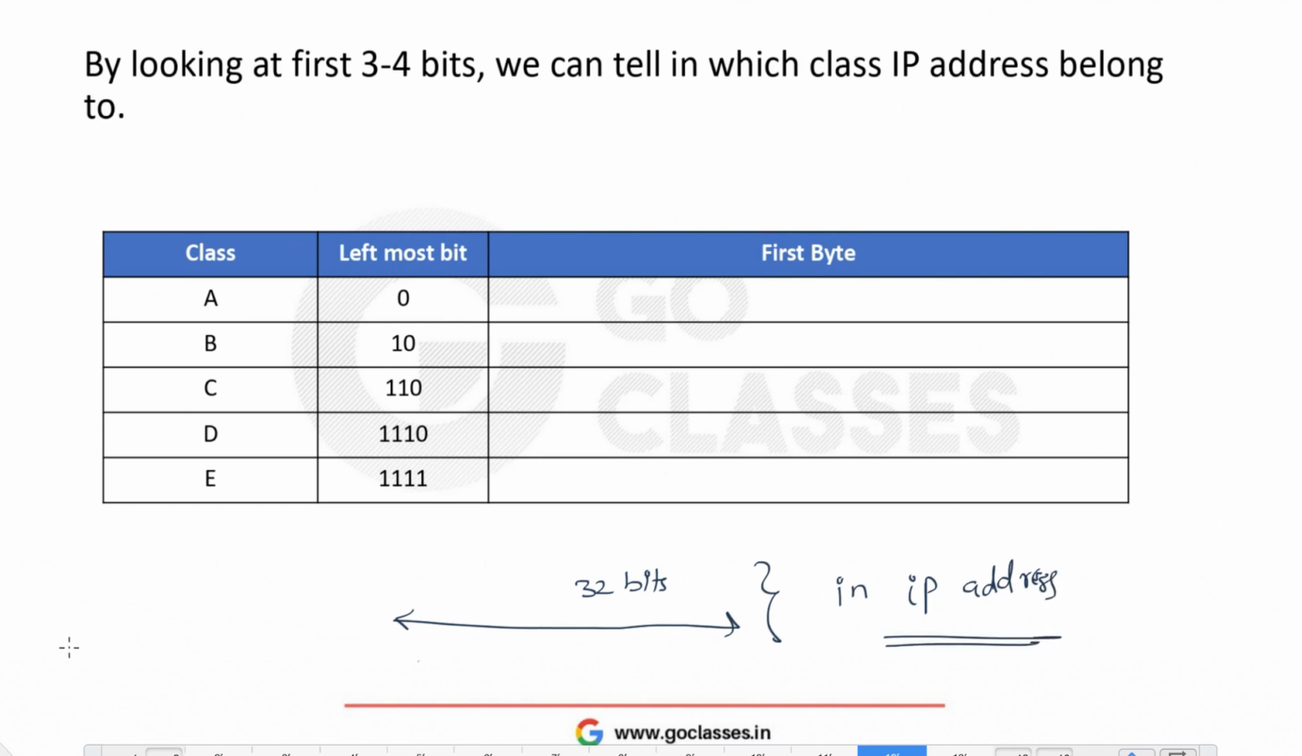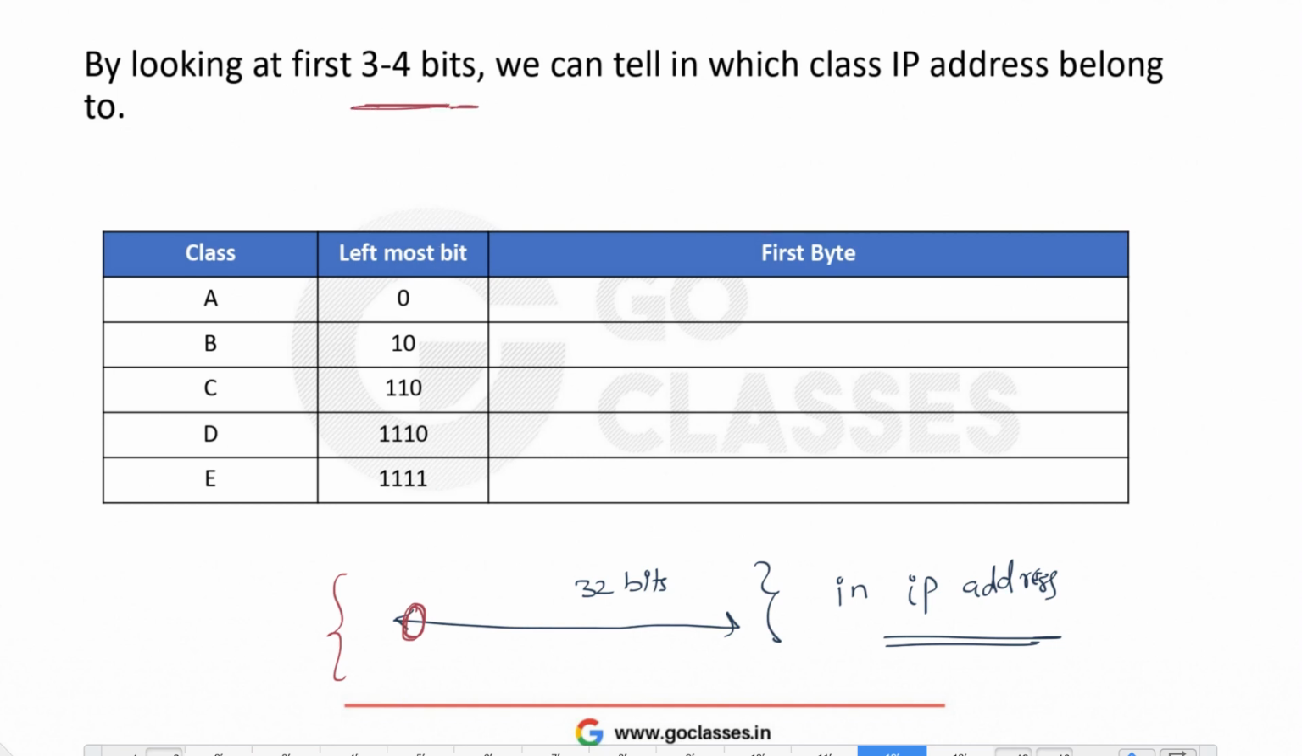Now if the first bit is 0, then this is definitely class A. If the first bits are 10, then this is definitely class B. Similarly, if the first bits are 110, then it is class C. If it is 1110, class D. If it is four 1s, it is class E. So just by looking at the first 3-4 bits, you can tell which class it belongs to.